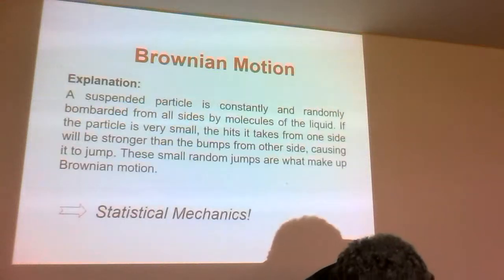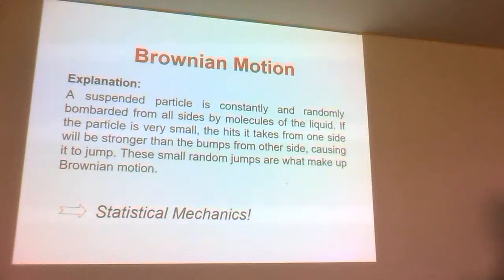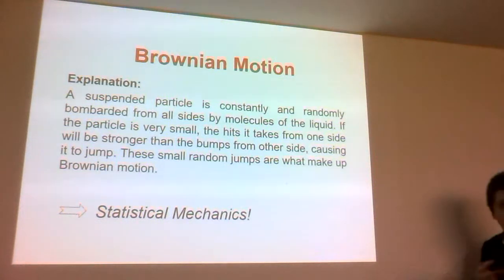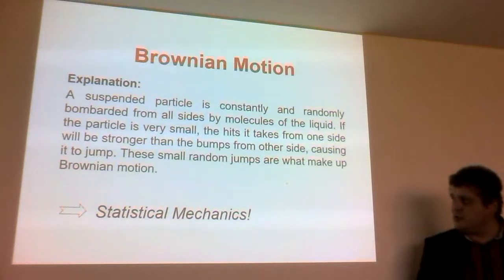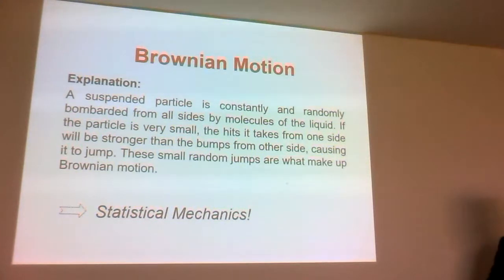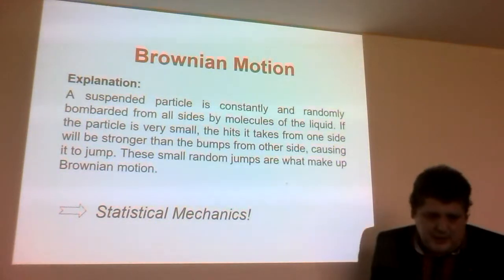Okay, and here what I want to mention: when we have suspended particles, each suspended particle is constantly and randomly bombarded from all sides by molecules of the liquid. If the particles are very small, the hits it takes from one side will be stronger than the bounce from the other side, causing it to jump. And these small random jumps are what make up Brownian motion. This is just a definition or explanation from statistical mechanics.